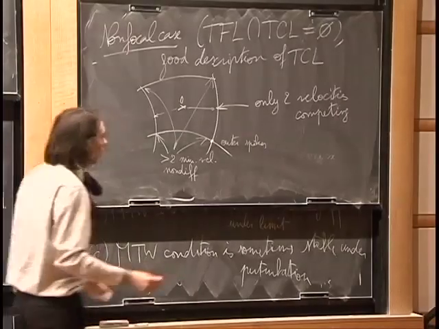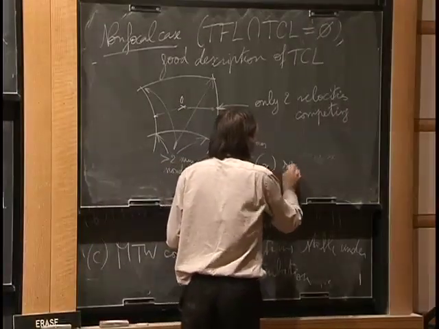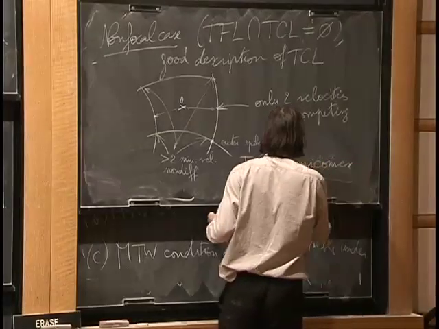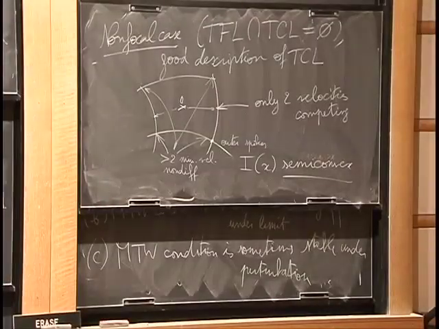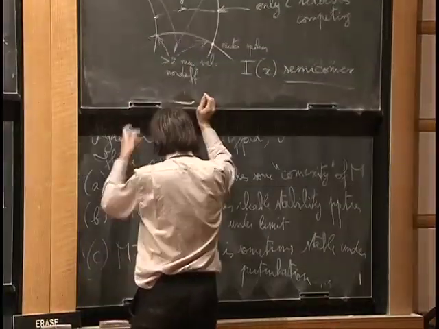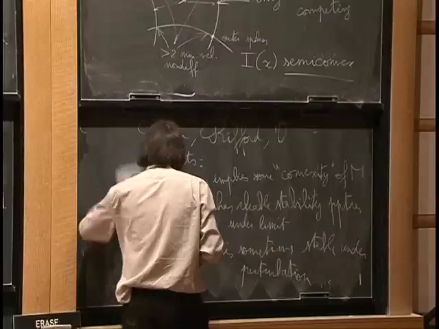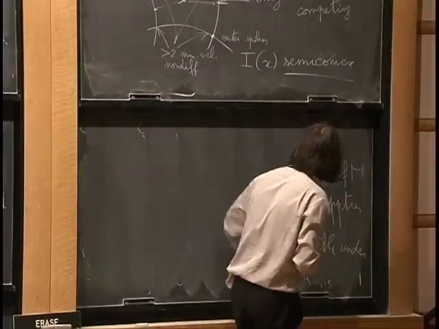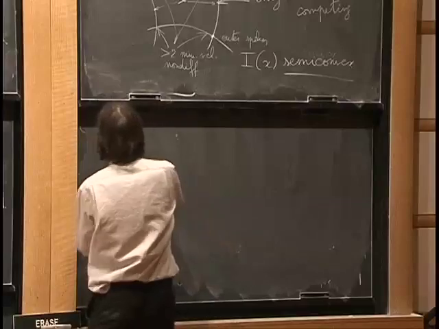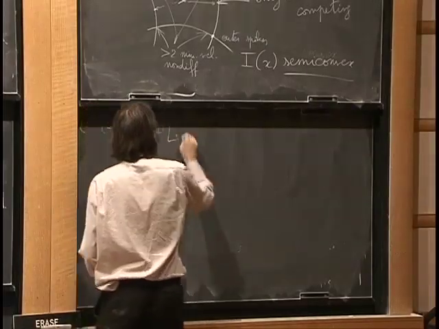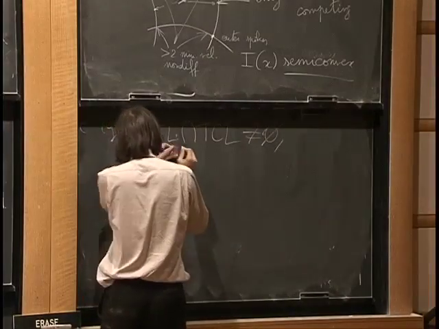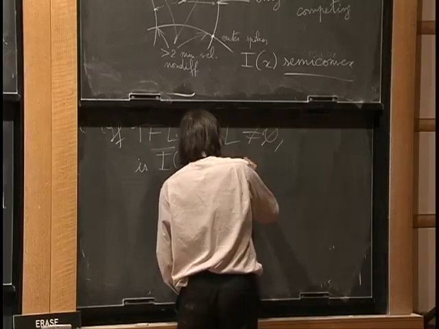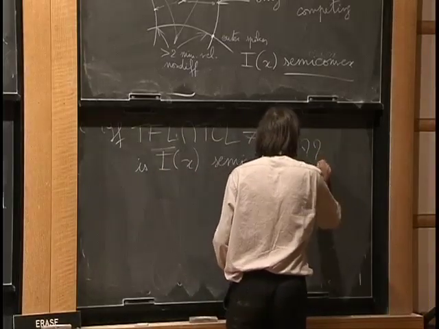And in particular, the injectivity domain is semi-convex. Always outer spikes, and apart from that, it is smooth. So this is a good description. In the focal case, nobody knows. If TFL intersected TCL is non-zero, is it semi-convex? Is the injectivity domain semi-convex? This is an open problem.